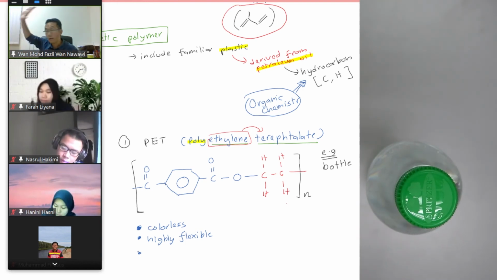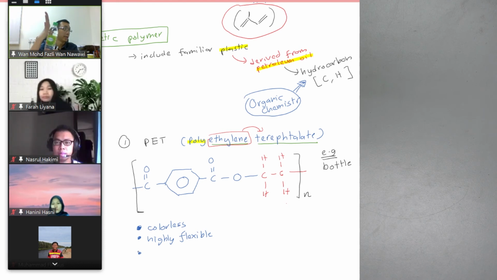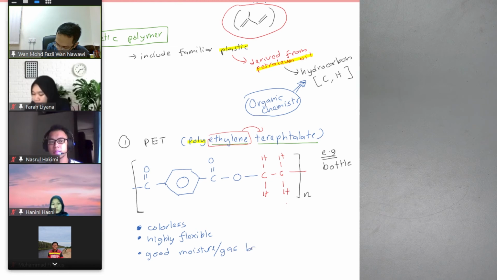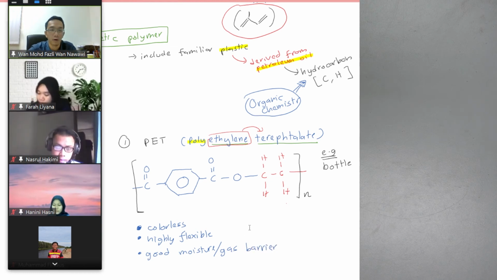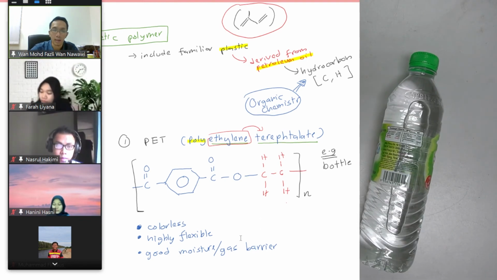You have moisture around you, right? So you need a barrier so that the outside gas cannot enter the water. And also moisture, from the air vapor. So the PET also has good moisture and gas barrier properties. Okay, so that is one of the advantages of this PET. Okay, so that is PET.